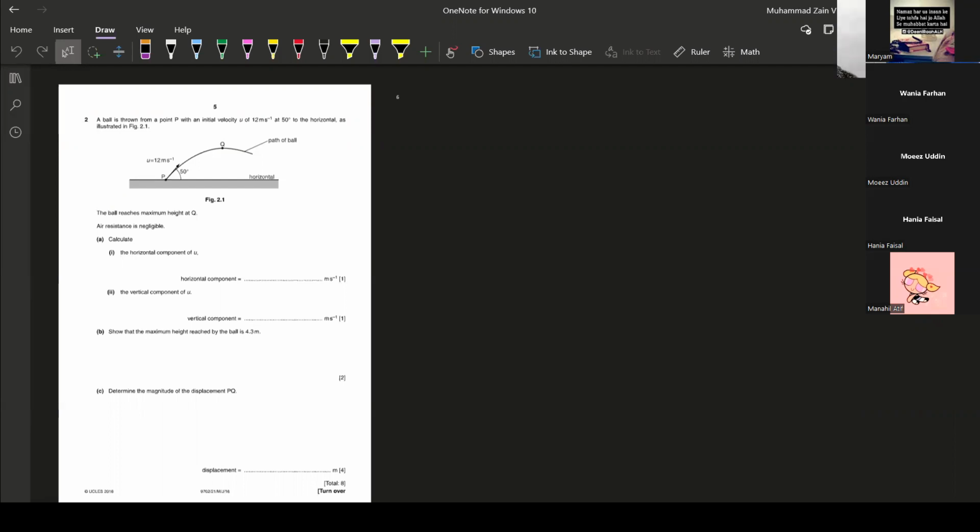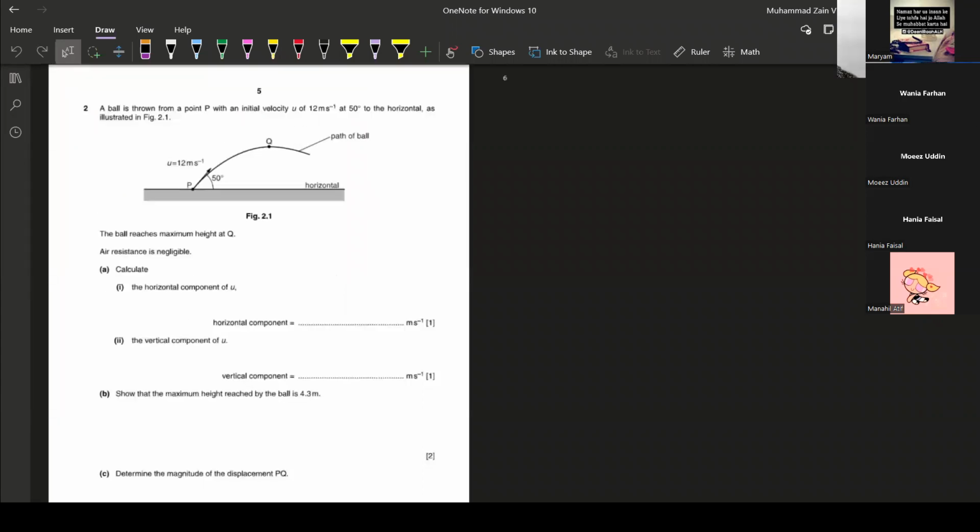Okay, so this question: air resistance is negligible. Calculate the horizontal component of U. So U is the velocity, and we want the horizontal component. Any idea how we'll do this? Anyone? Yes, 12 cos 50. 12 cos 50 would give me the horizontal component, and do tell me the values as you go ahead. The vertical component would be U sine 50. So what would be the values?